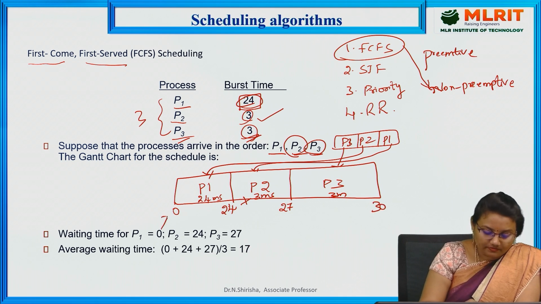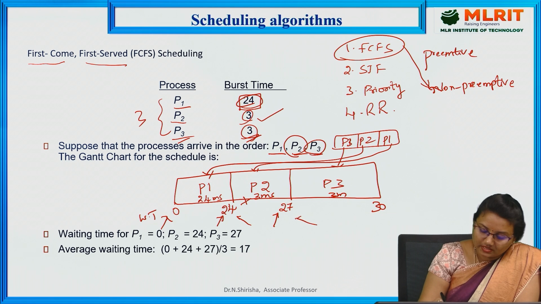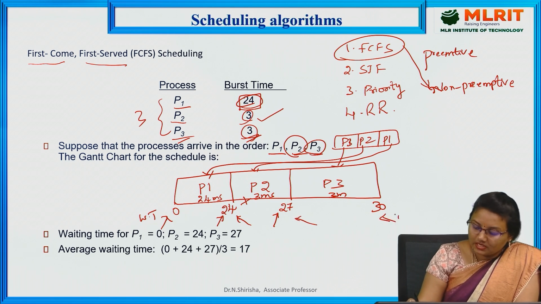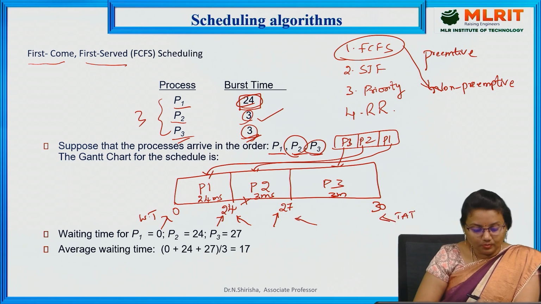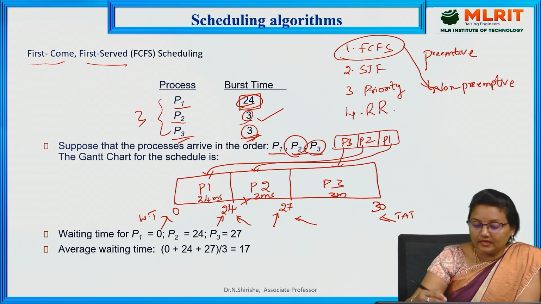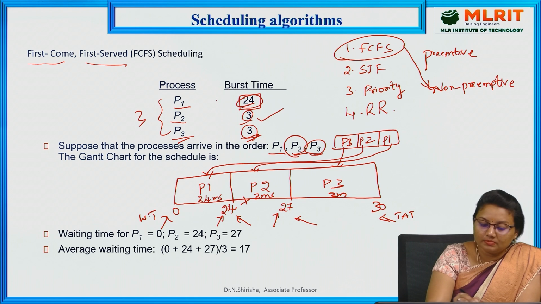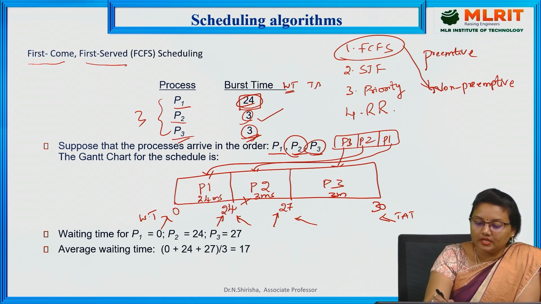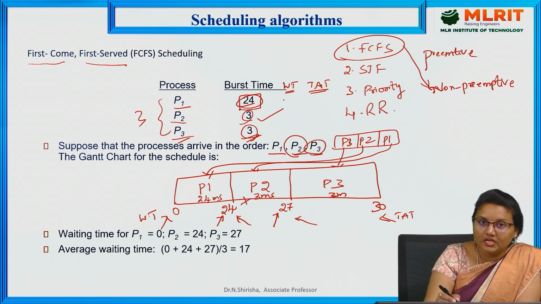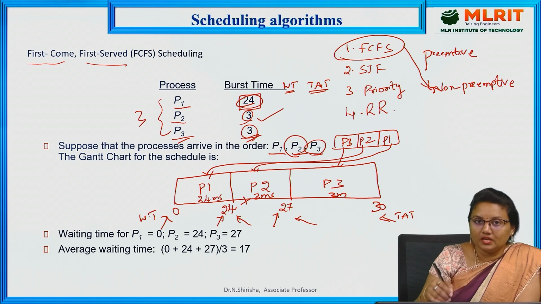Whatever values you have at the initial position of a process, the Gantt chart represents as the waiting time. And whatever you have towards the right-hand side of a process is nothing but the turnaround time. If you want to represent this in terms of a table, process P1's burst time is 24, and let us calculate the waiting time and turnaround time. Waiting time is the time taken for the process to wait for its job to get allocated to the processor.